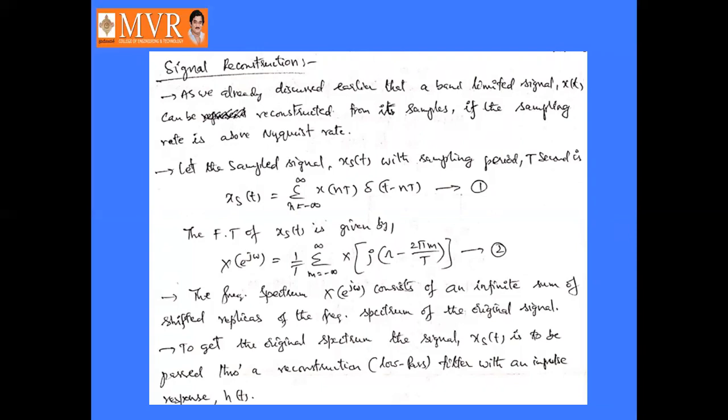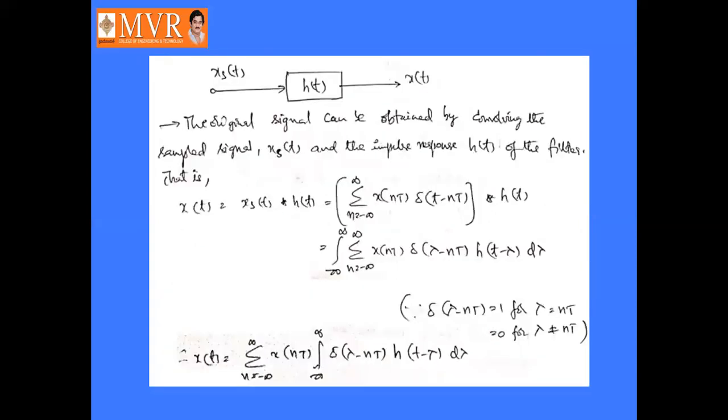That is equation number 2. The frequency spectrum X_s(e^{jω}) consists of an infinite sum of shifted replicas of the frequency spectrum of the original signal. Already we discussed it. To get the original spectrum of the signal, x_s(t) is to be passed through a reconstruction filter. It has to be passed through a low pass filter with an impulse response h(t). Right? So x_s(t) and impulse response h(t), so that we will get the original signal.